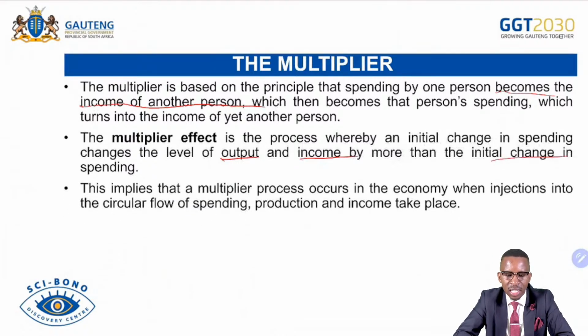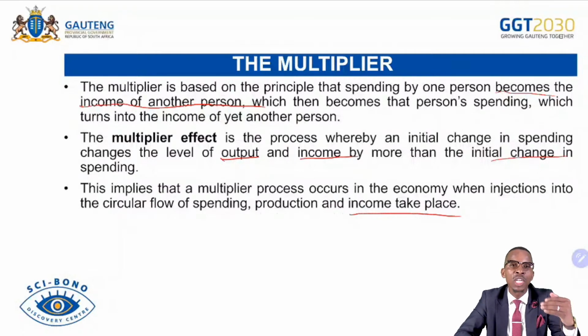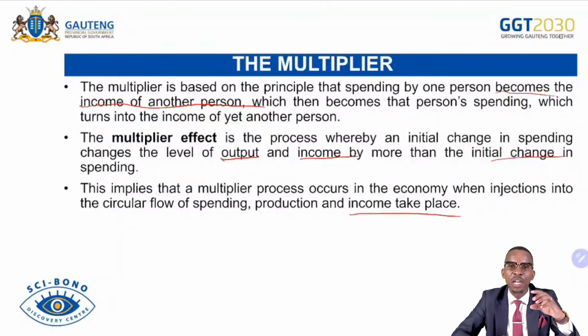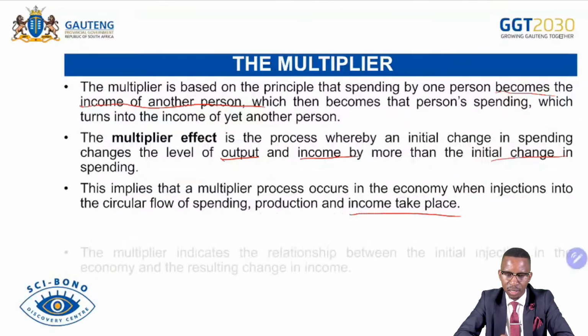So this implies that a multiplier process occurs in the economy when injections into the circular flow of spending, production, and income take place. So there must be injection, spending, and income in the economy so that we can have the multiplier process. We can't have the multiplier without having income. There must be income taking place, and then there must be spending. One will have to save also. That will be creating the multiplier process.